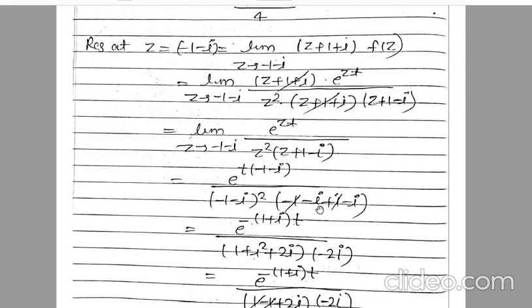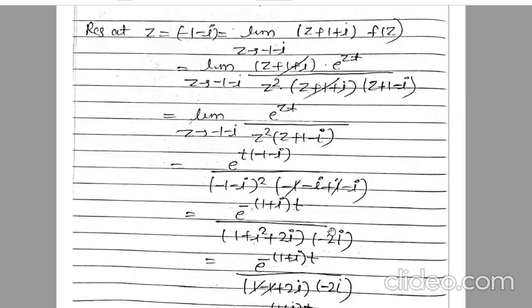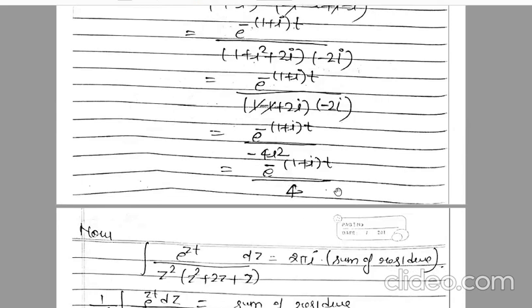Now, in the same way, find your residue at z is equal to -1 minus iota. So limit z tends to -1 minus iota of (z plus 1 plus iota) into f(z), right? So just put the value of f(z), and you can write z square plus 2z plus 2 like this one, and this bracket will be cancelled out, and apply the limit. So finally you will get your residue at this point, this one.